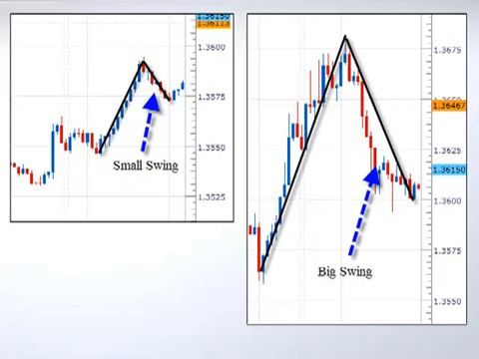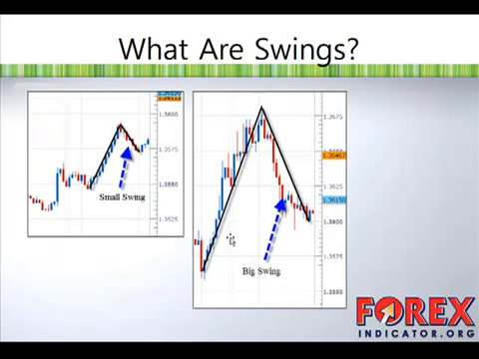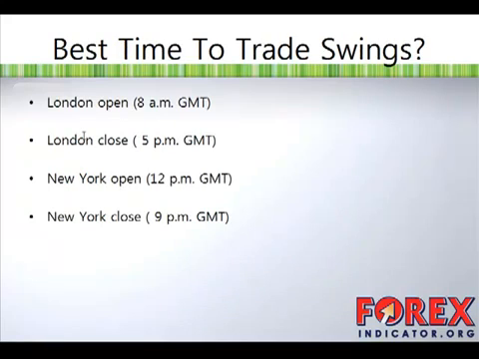So how do we identify when we get this big swing? It's very important as a swing trader to know that the best time to trade the swing strategy is the London open session, which is 8 AM GMT, the London close session at 5 PM GMT, the New York open session at 12 PM GMT, and the New York close session at 9 PM GMT. So at these 4 points, you'll find that the market is more volatile. There are bigger movements, and this big swing that you saw just now usually occurs during these 4 timings. So for those of you who are interested in trading a swing strategy, I recommend you trade the swing at these 4 timings.